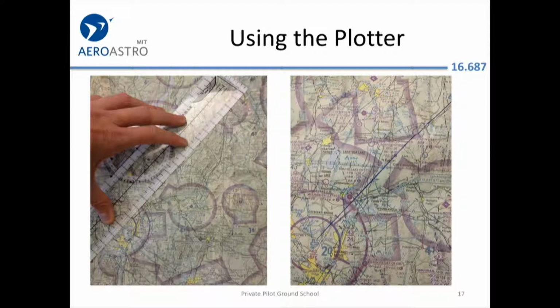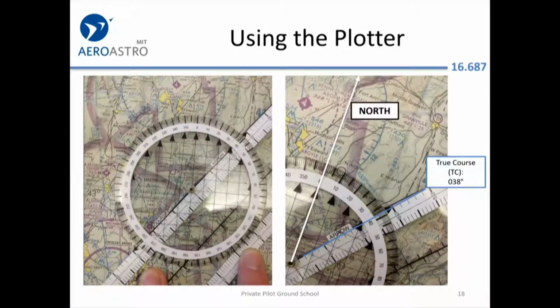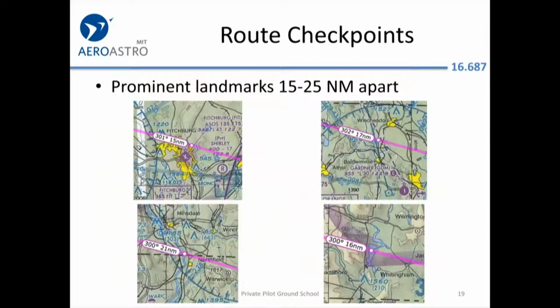All right, so we use the plotter, you saw some of that. We draw our line. You can see there we're referencing the plotter to true north, and we get, well, this is not for the Bennington example, unfortunately, a true course of 038 to some other airport.